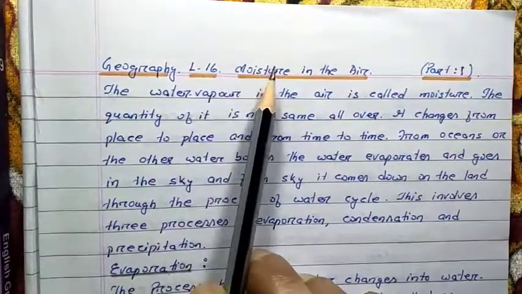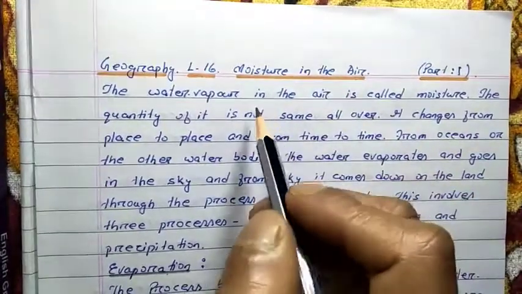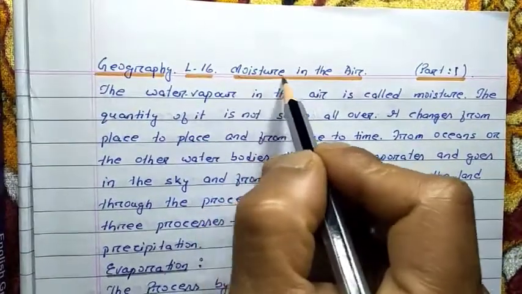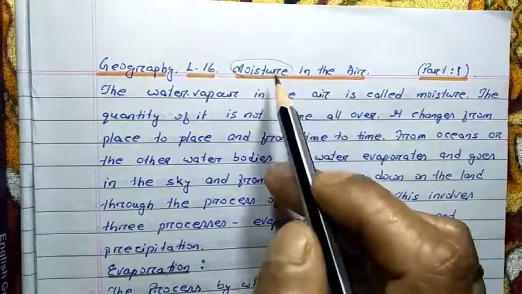The name of the chapter is given here, Moisture in the Air. In this chapter, we shall be mainly discussing a few points. First of all, you need to know the meaning of the word moisture. Moisture means dampness.